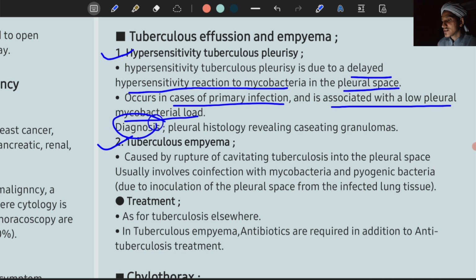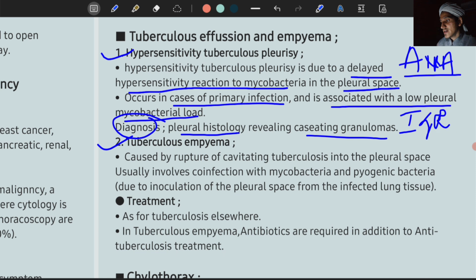It is pleural histology, which will reveal caseating granulomas. Along with that, you can also do ADA levels if there are small effusions, and along with this ADA, IFN and IGRA you can also do. IGRA, what is IGRA? Interferon gamma release assay. These only suggest infection, but IGRA will not tell whether the infection is active or not. Most gold standard in these types of cases is pleural histology.